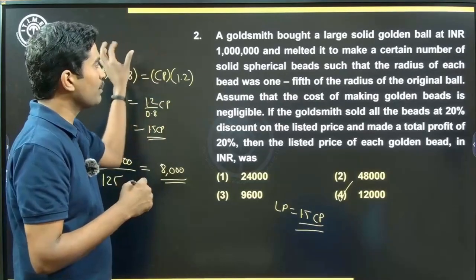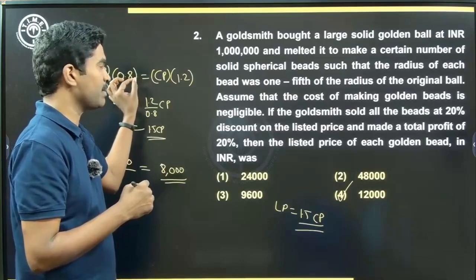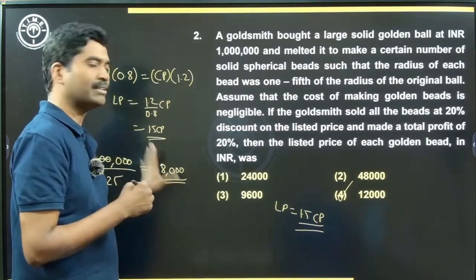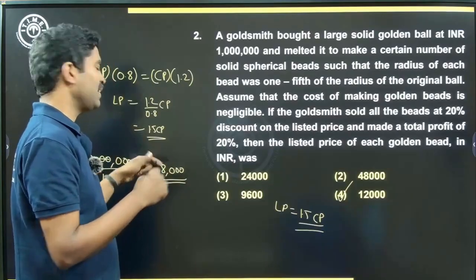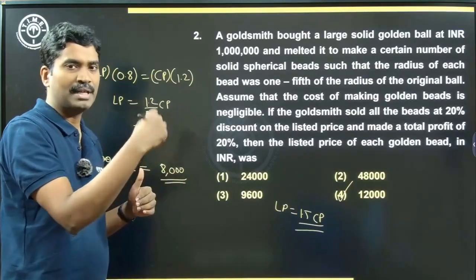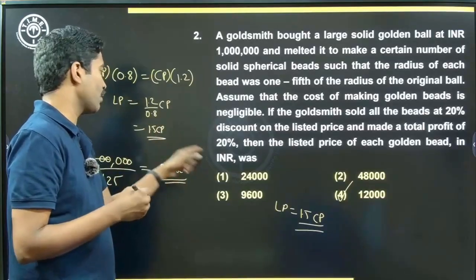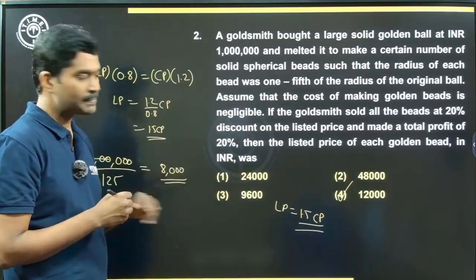We found out how many spherical beads he can make: small spherical beads, 125. And then we found out the cost of each such bead, 8,000. Then we figured if he marks it up by 50%, then even after giving a 20% discount, he'll make a 20% profit. So 8,000 into 1.5, 12,000.